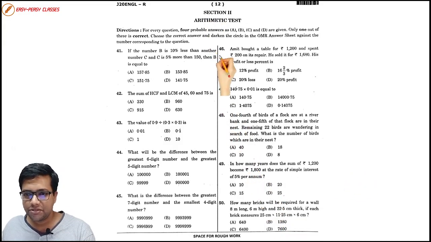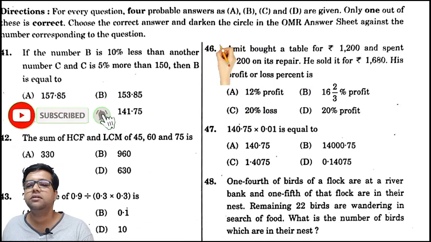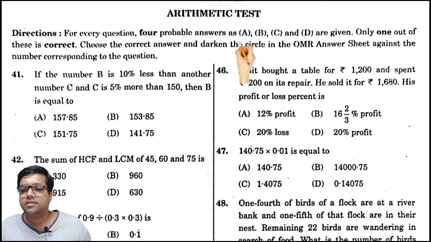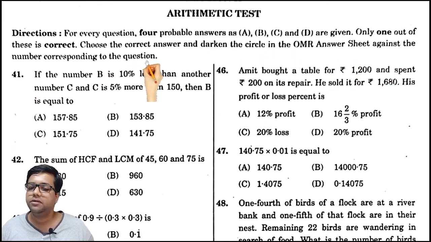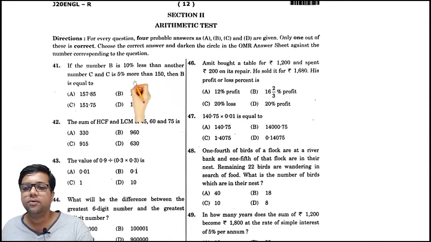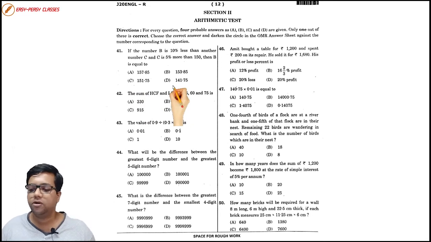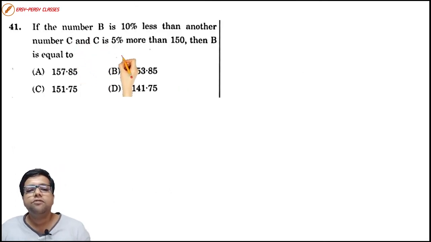So in section 2, we have the mathematics paper as the arithmetic test. Let us go through the directions as quickly as possible. For every question, 4 probable answers A, B, C and D are given. Only one out of these is correct. Choose the correct answer and darken the circle in the OMR answer sheet against the number corresponding to the question. So every question has 4 options, and among those 4 options you need to choose the right option.